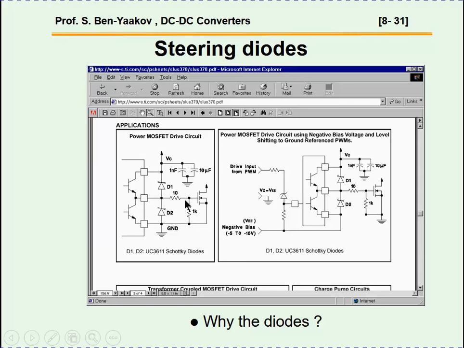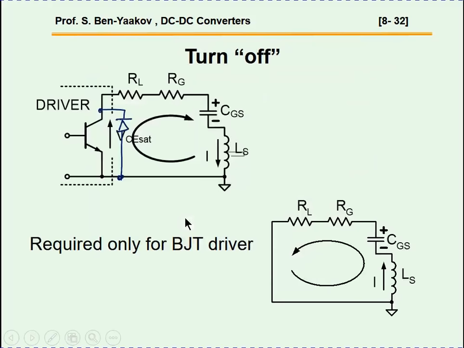This is just a leak for leakage current to go to ground. And we have here these two diodes, which are recommended by the manufacturer. These are Schottky diodes to be put outside. They are sort of in a reverse direction. So let me just go and explain why we need these diodes.